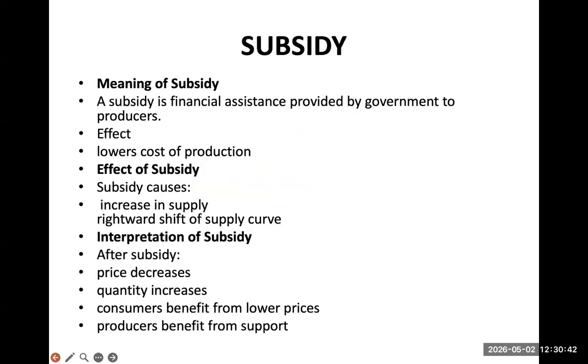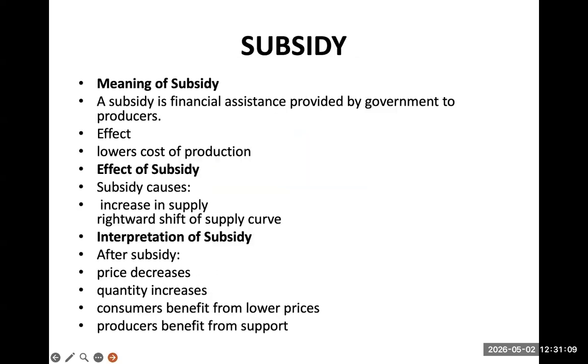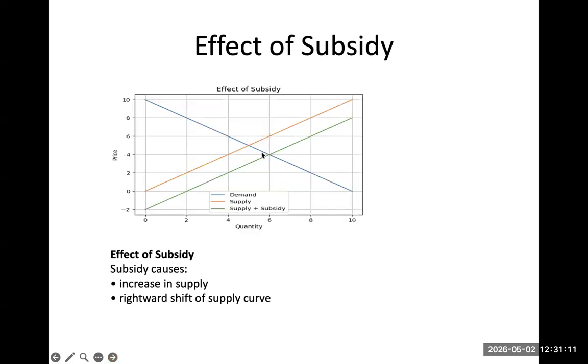But when it comes to tax, whenever the government imposes tax, it shifts the supply curve inward or upward, that is from the red line to the green line. So we are saying that tax causes an upward shift in the supply curve by reducing the supply in the market, while subsidy causes an increase in supply by causing a rightward shift of the supply curve.